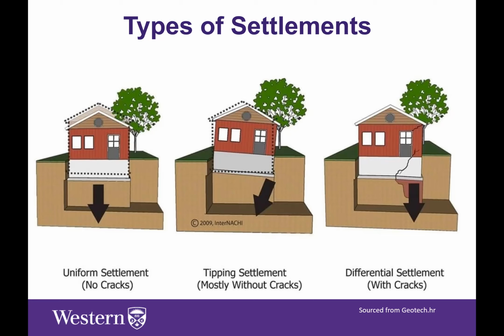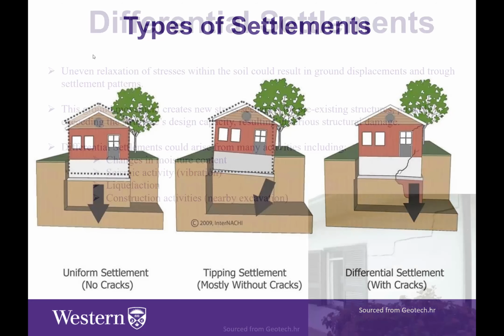Then finally, we go to differential settlement. This is one of the most damaging of all, basically. It's where your building settles differentially. So the foundation itself would move in a different motion with respect to the other footing, for example. Okay.